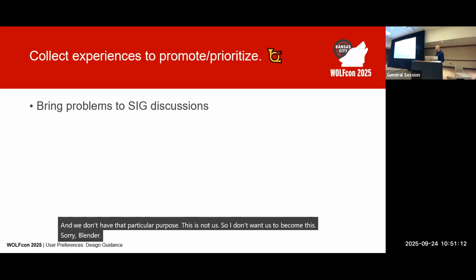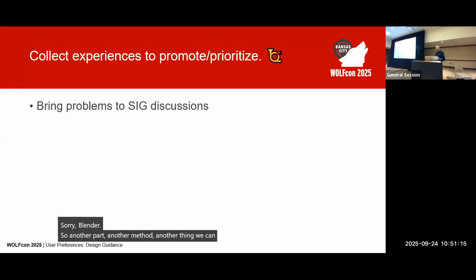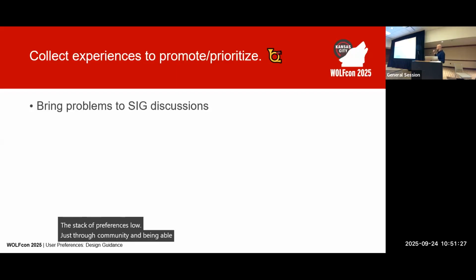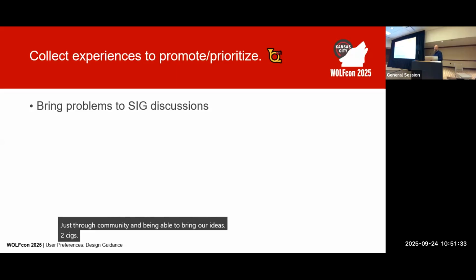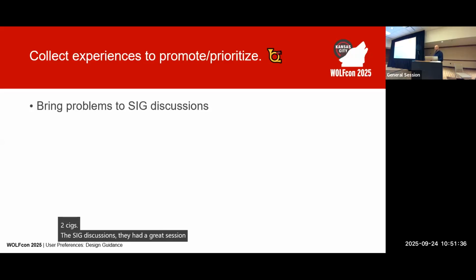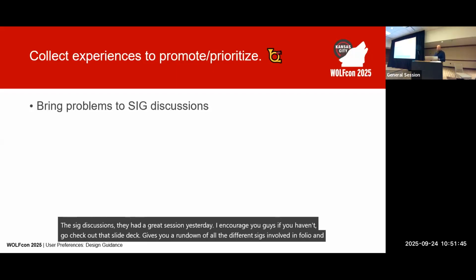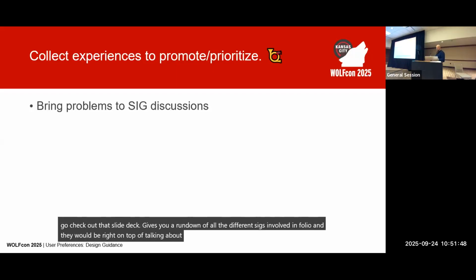So another thing we can do to just keep the stack of preferences low is going to be just through community and being able to bring our ideas to SIGs, the SIG discussions. They had a great session yesterday. I encourage you, if you haven't, go check out that slide deck. It gives you a rundown of all the different SIGs involved in FOLIO, and they would be right on top of talking about what kind of preferences they could incorporate, pass through to POs, get made into tickets, and made to work.